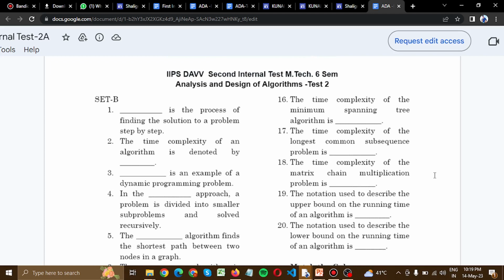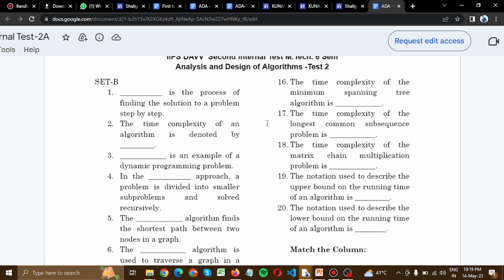First, dash is the process of finding the solution to a problem step by step. The answer is iteration. Iteration is the process of finding a solution to a problem step by step. Now second, the time complexity of an algorithm is denoted by dash. The answer is big O notation. The time complexity of an algorithm is denoted by big O notation.